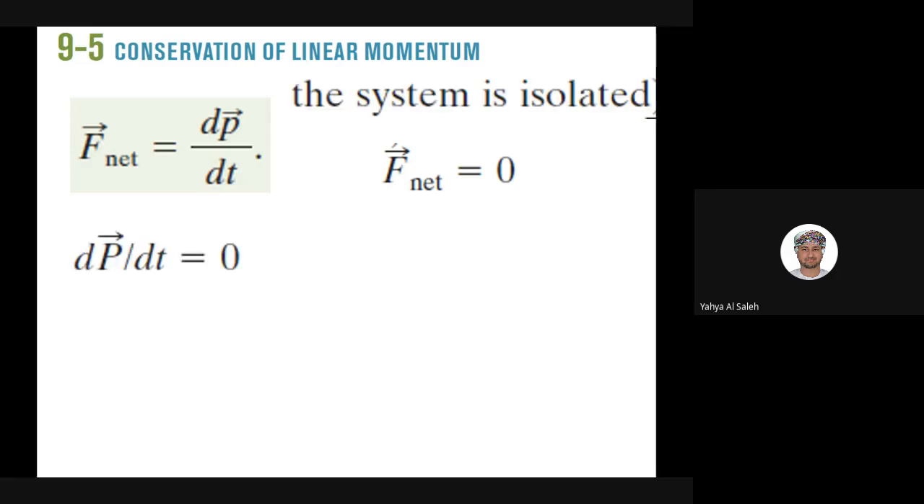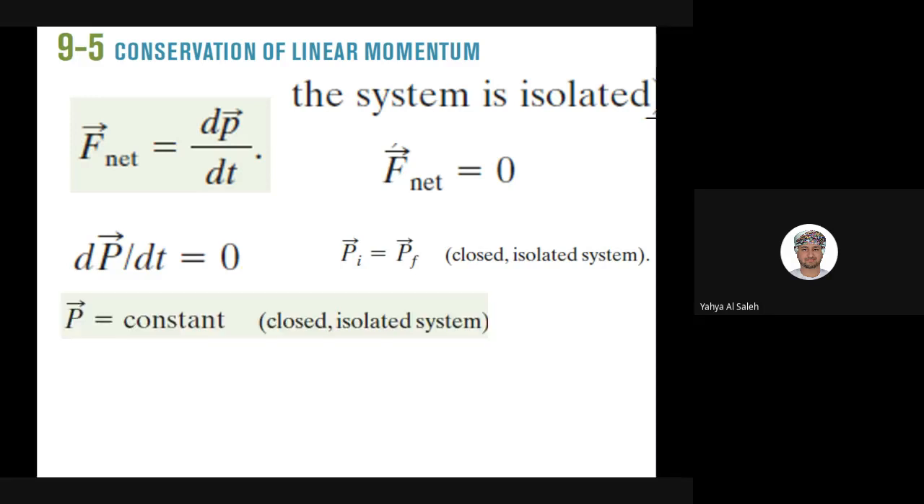If a system is isolated, the external force is equal to 0, then my net change in momentum needs to be 0 because there's no external force, which means my momentum is conserved. My momentum before the collision is equal to my momentum after the collision.